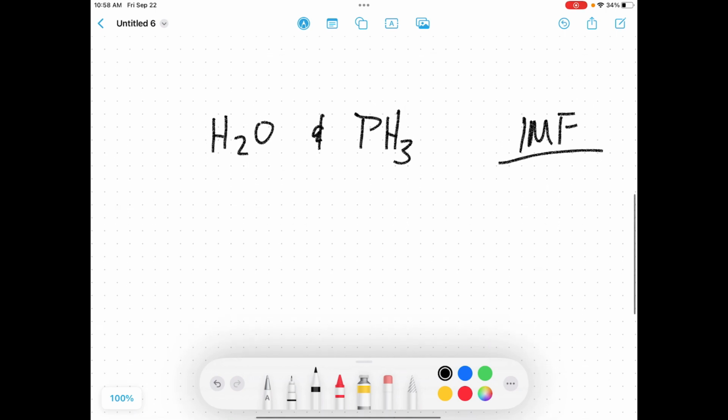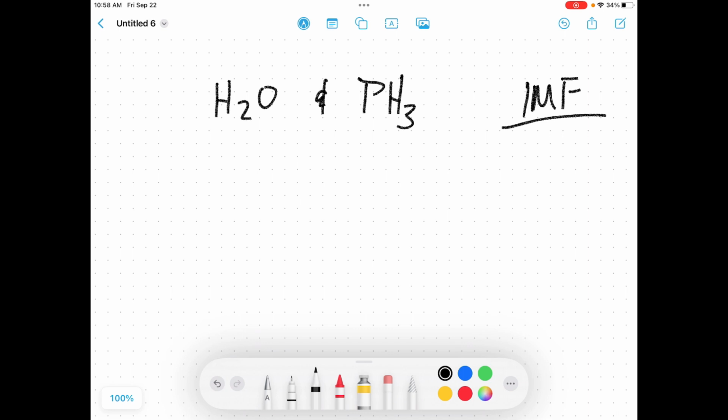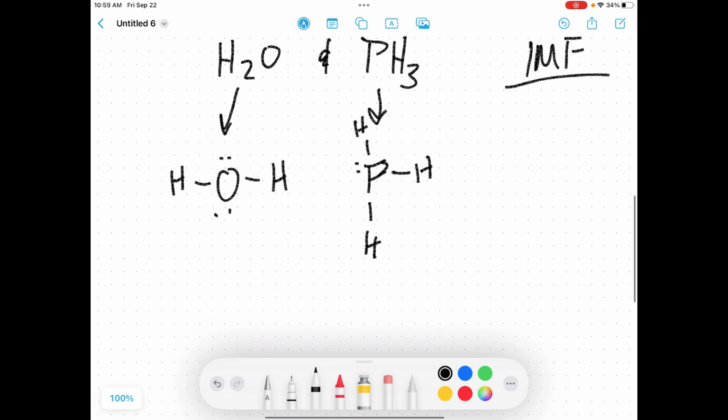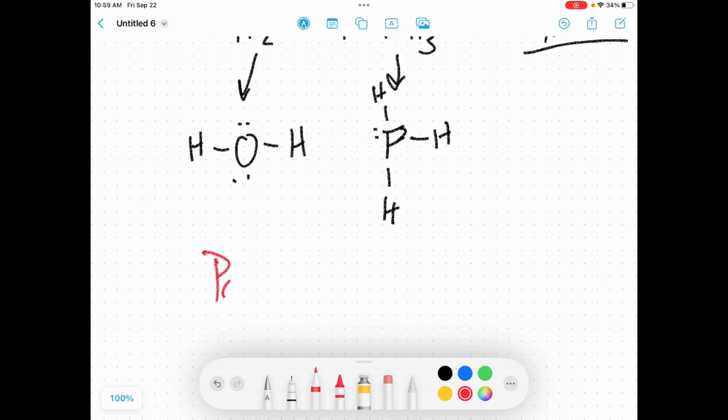So the first step is going to be to actually draw what these molecules look like. If you were to draw these two molecules, I'd get something like that for H2O, and I would get something like this for PH3. Looking at them both, I see that they both have lone pairs. So this tells me that these are both going to be polar covalent molecules.